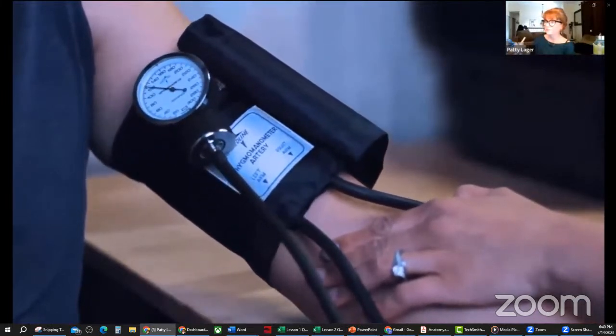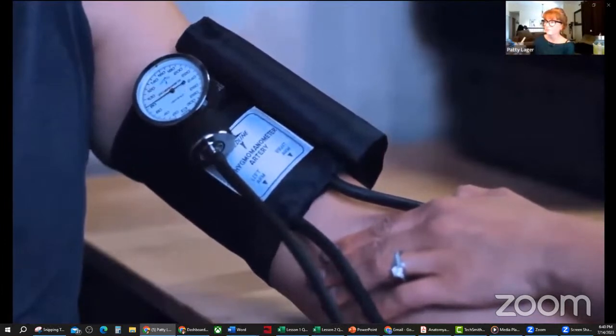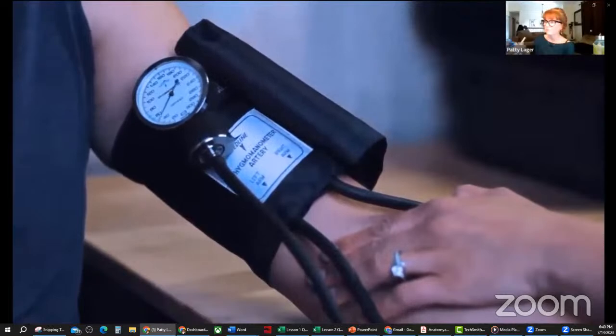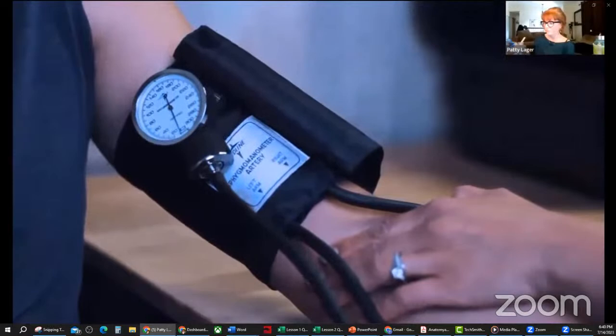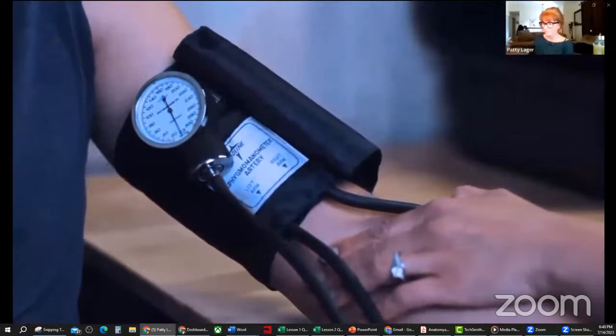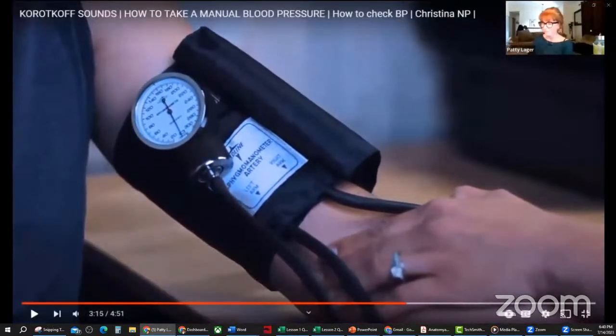I'm going to inflate. And it stopped at 120. And I'm going to slowly release that. Release the millimeters of mercury. So it stopped at 120 for me. So that means that I'm going to inflate it at 150 millimeters of mercury. So does that make sense to everyone?